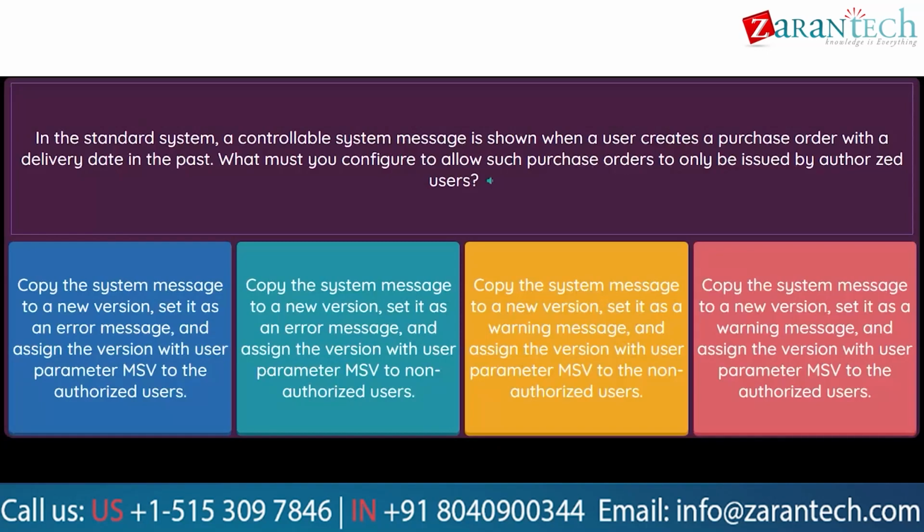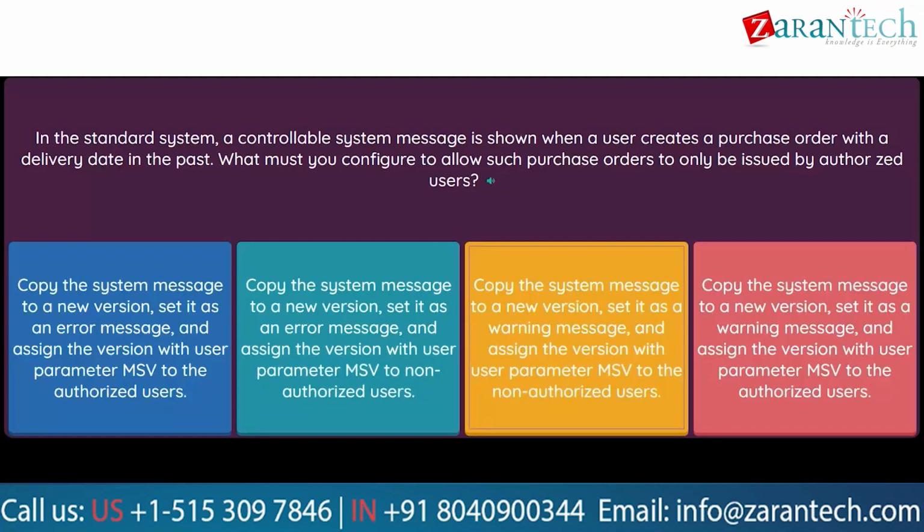Question: in the standard system, a controllable system message is shown when a user creates a purchase order with a delivery date in the past. What must you configure to allow such purchase orders to only be issued by authorized users? Option 1: copy the system message to a new version, set it as an error message, and assign the version with user parameter MSV to the authorized users. Option 2: copy the system message to a new version, set it as an error message, and assign the version with user parameter MSV to non-authorized users.